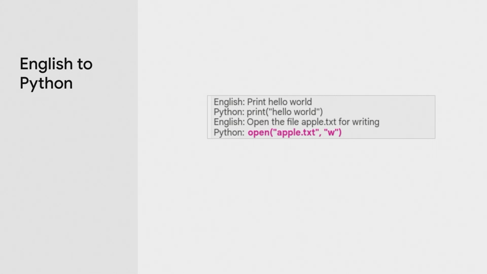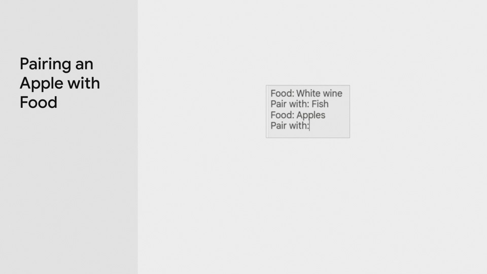Let's do the third prototype. Now I want to figure out what food pairs with apples. I can type in something like this: food: white wine, pair with: fish. Food: apples, pair with: any guesses for what? Cheese. Yes. We have a large language model in the audience. So it can pair with cheese. And so now we have a prototype of an AI that can provide suggestions for pairing foods. And again, you can do this in the time it takes for you to type in these examples.